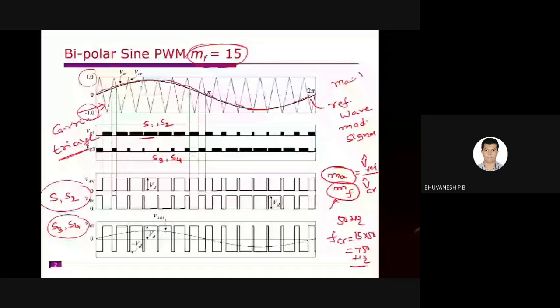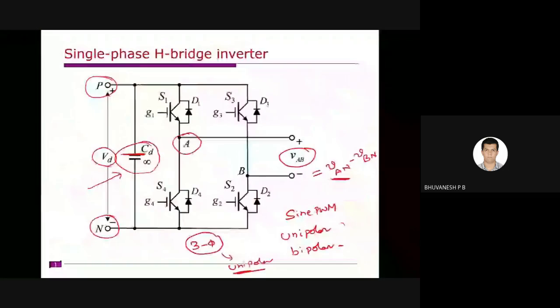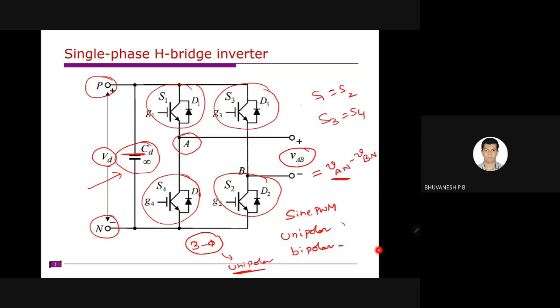Clear? So these are switches corresponding to S1, S2, and S3, S4. In case of bipolar, the firing signal for S1 and S2 both are the same, and similarly S3 and S4 are the same. So S1 equals S2, the firing signal. In other words, it is the gate signal, right? So this is S3, S4. Both are the same, and these two are complementary. Clear?